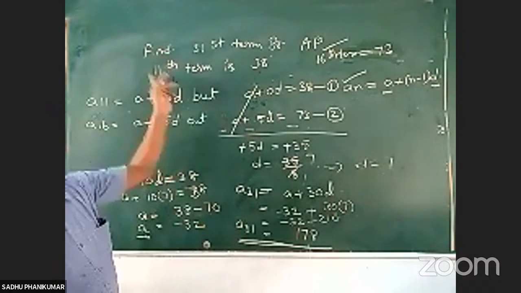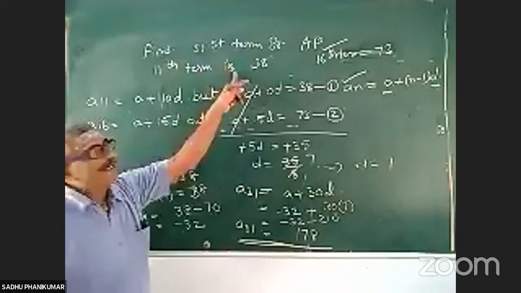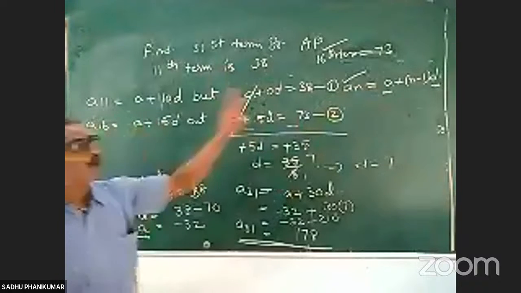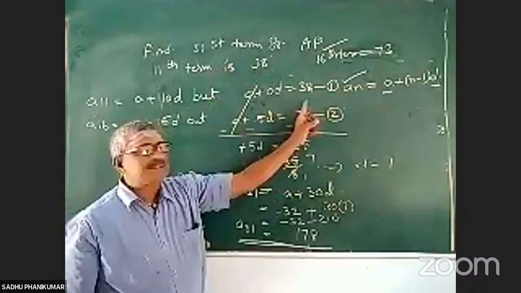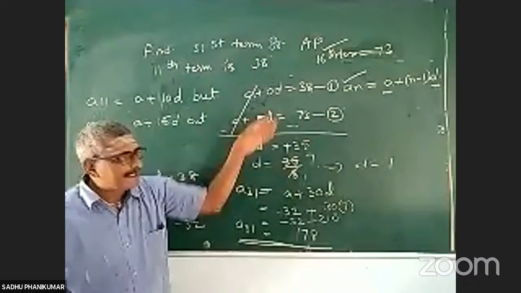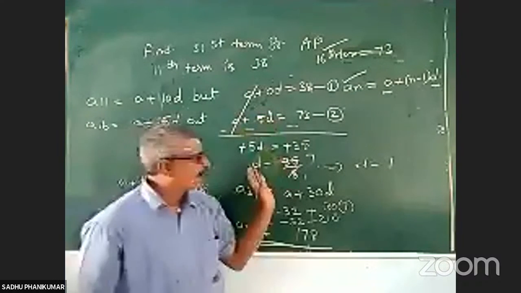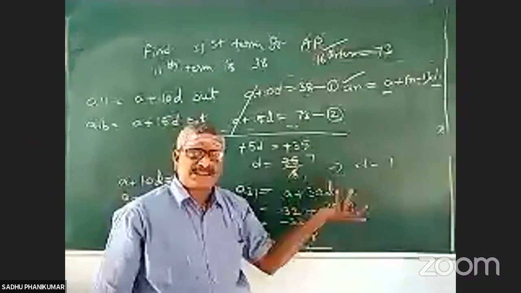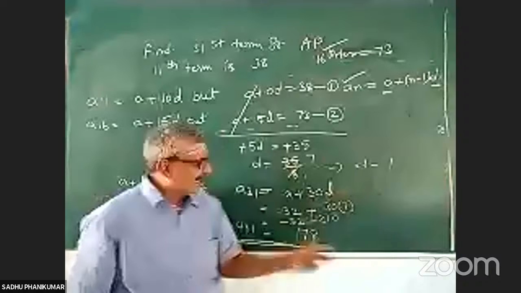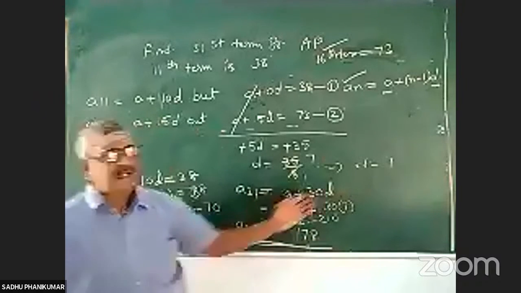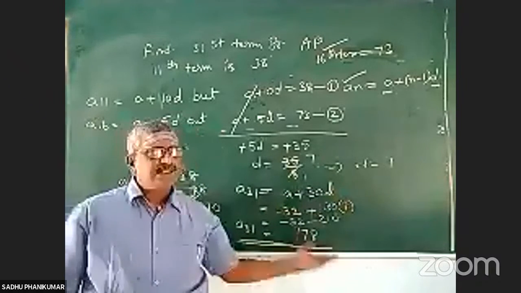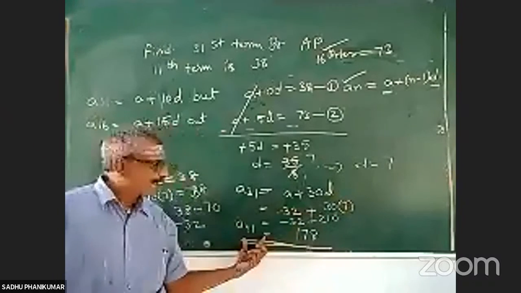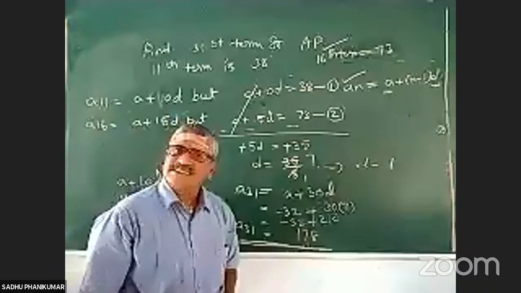Please check this model. It is an important one. When the 11th term and the 16th term were given, by the given conditions we wrote two equations with two variables, and after that by solving those two equations we got the values of A and D. After finding A and D, simply writing A31 is equal to A plus 30D, we substitute both values and got A31 is equal to 178. No problem.